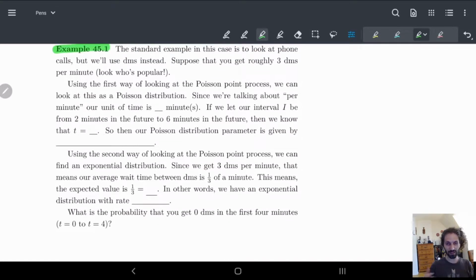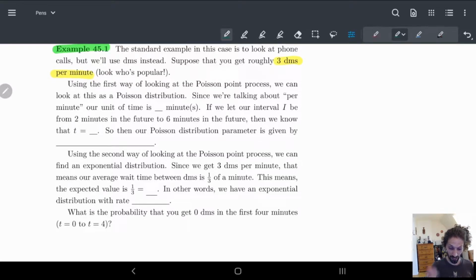So normally the standard way to look at this is through phone calls. But I feel like, at least me personally, I never make phone calls anymore. I'm just like, yo, I'm going to send a DM. So we're going to do this by DMs instead. And we're going to suppose you're super popular, like celebrity status now. So you get roughly 3 DMs per minute. This is the key piece of information: 3 DMs per minute.